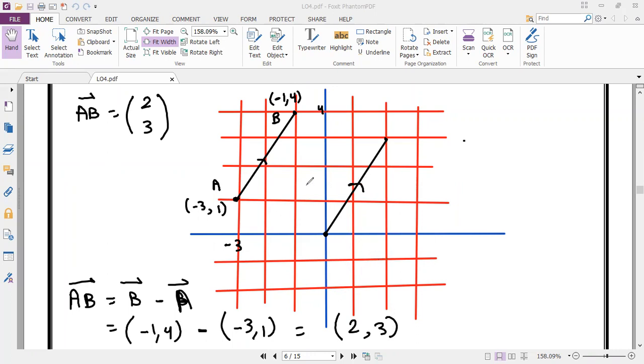So here we have the vector AB, and here we have the vector OC. OC, we can write as a shortcut, C. And the vector C is defined as (2, 3).